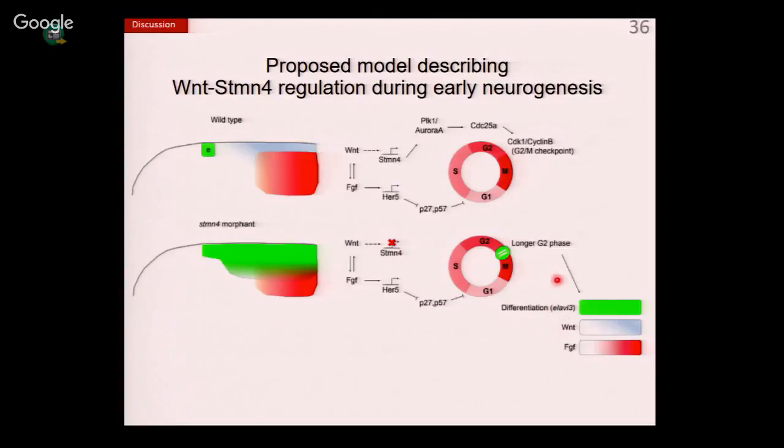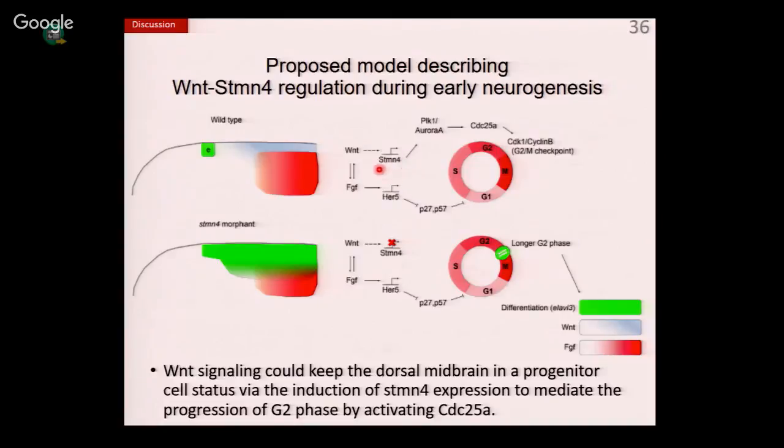while most cell cycle regulators participating in midbrain development are situated in G1 phase, such as P27 and P57, STEM4 alternatively influences the cell cycle progression via regulating the G2 phase, which means we could regulate the expression of STEM4 in dorsal midbrain to control the length of G2 phase, possibly via the coordination of G2M checkpoint machinery by activating CDC25A.